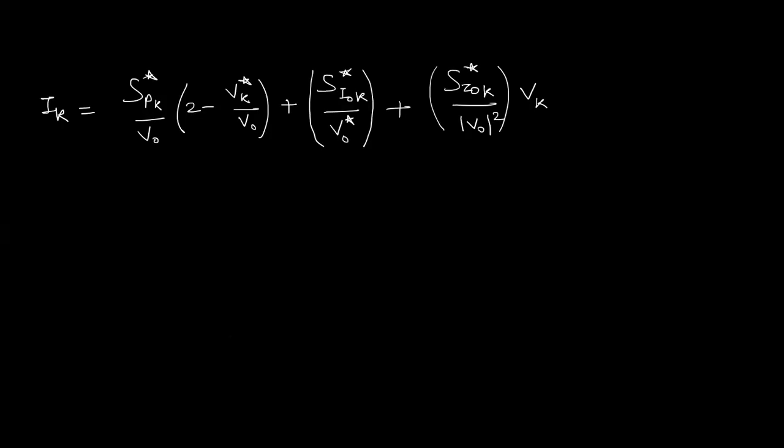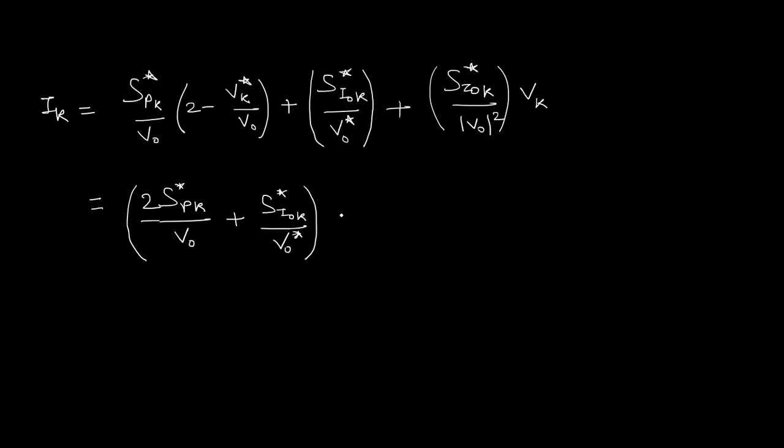Okay. So that is the thing. Let us rearrange the constant term together, the Vk conjugate term together and Vk term together. So what are the constant terms? It is basically S Vk star by V naught 2, plus S I0 k star by V naught conjugate. So these are just constant numbers.